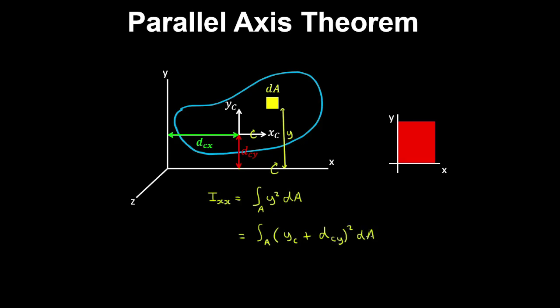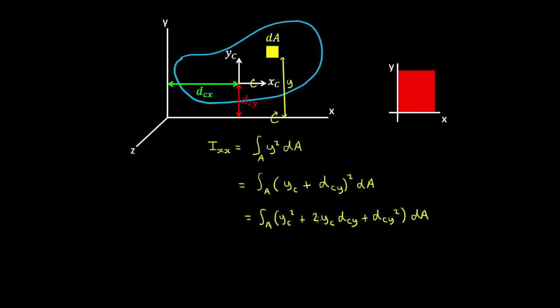And that's integrated over the area. And now we can expand the integrand. So we have yc squared plus 2 yc dcy plus dcy squared, integrated over A. And now we can split this up into multiple integrals. So we have the integral of yc squared over the area, plus 2 dcy times the integral of yc over the area.